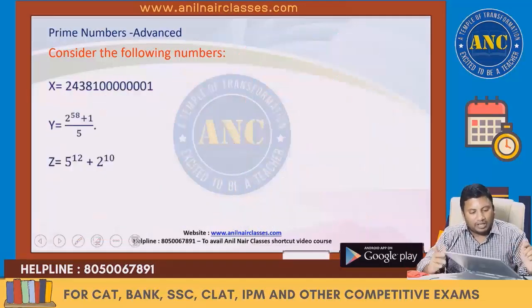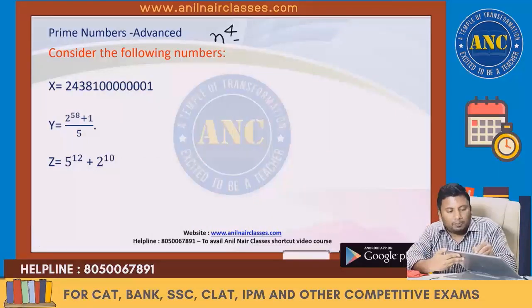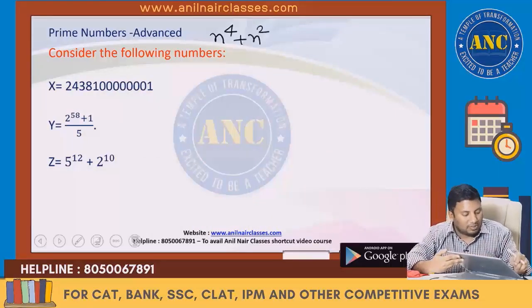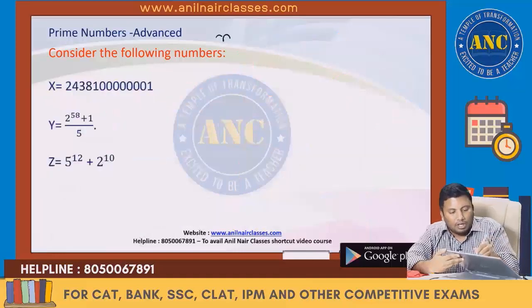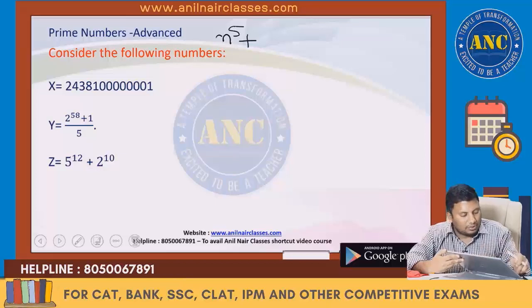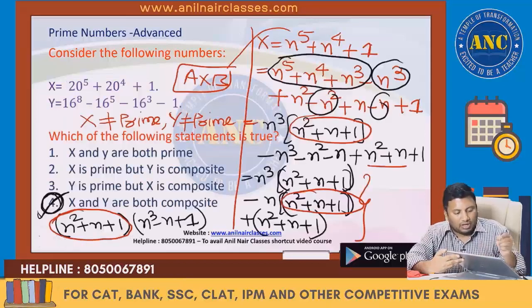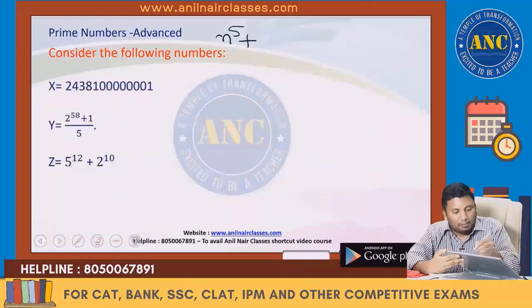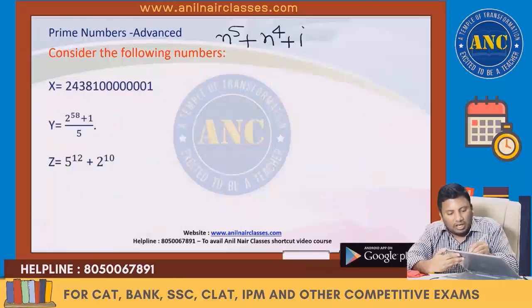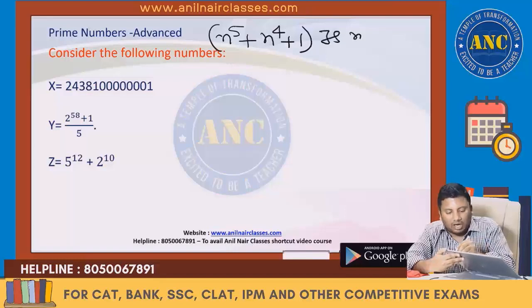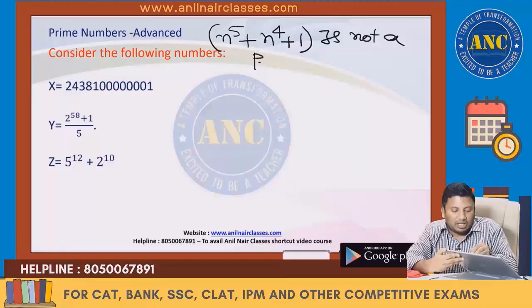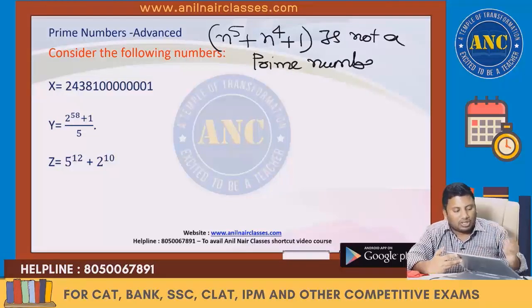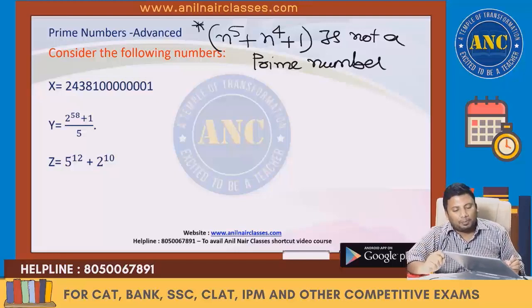One more important conclusion. What is the previous question? n power 5 plus n power 4 plus 1 is not a prime number. This is what we determined, and this is the conclusion from the previous question: n power 5 plus n power 4 plus 1 is not a prime number.